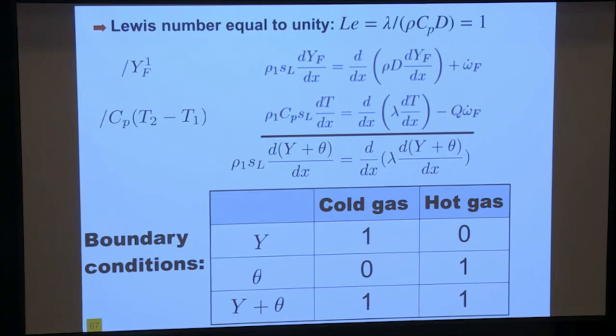Because you see that y plus theta here is a variable which goes from one in the fresh to one in the burnt. So what is the solution of an equation like this, which goes from one to one? It's an exponential, okay? You recognize this is f prime equal k f double prime. And the only way to go from one to one if you're an exponential is to be constant. So clearly, the only solution to this problem is that y plus theta must be equal to unity.